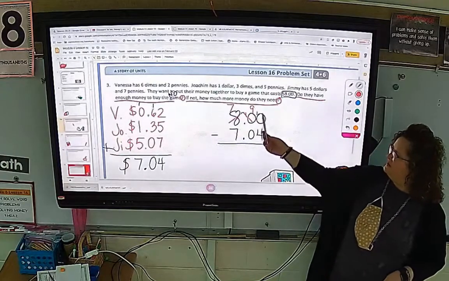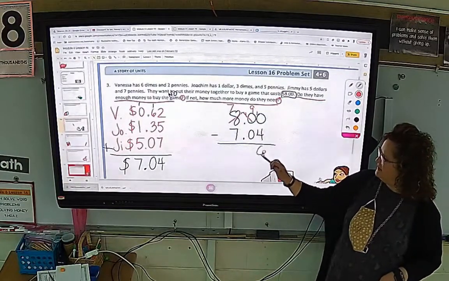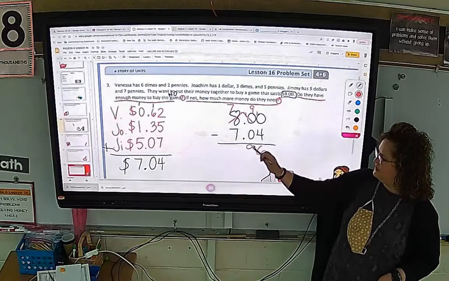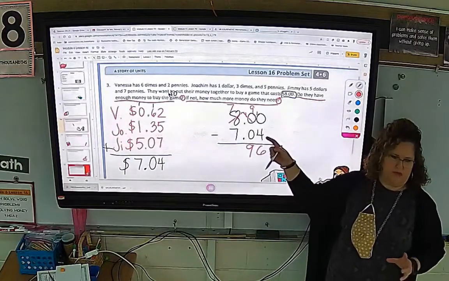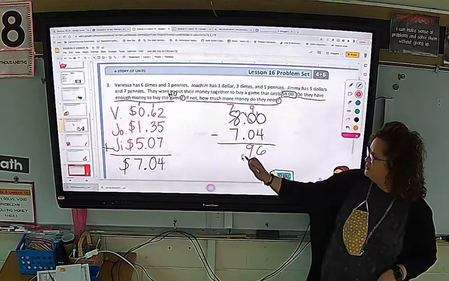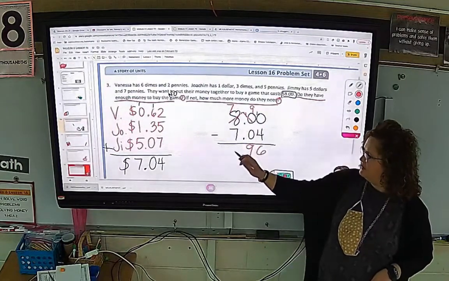Okay. 10 take away 4 is 6. 9 take away 0 is 9. The good thing is once you do all that borrowing, all the subtraction becomes easy. Okay. Put your decimal. And then 7 take away 7 is 0.